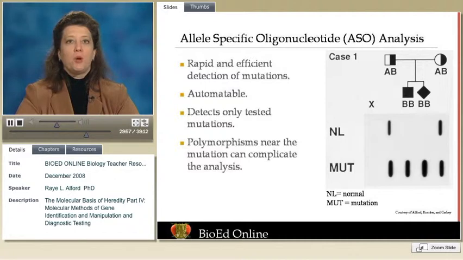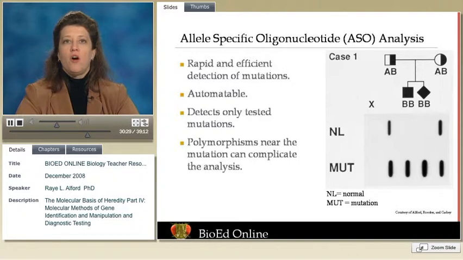associated with cystic fibrosis in a family with one affected child and a fetus of unknown genotype. In this example, the parents are both carriers of a CF-associated allele. On ASO analysis, they show a signal with both the normal and mutant probes, consistent with their carrier status. The child who is affected by CF shows an ASO signal only for the mutant probe, indicating inheritance of 2 copies of the CF allele, one from each parent.